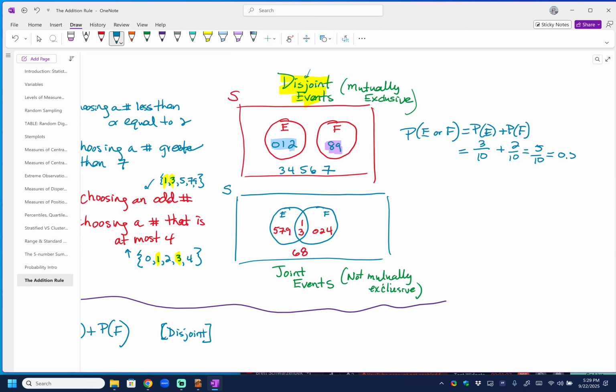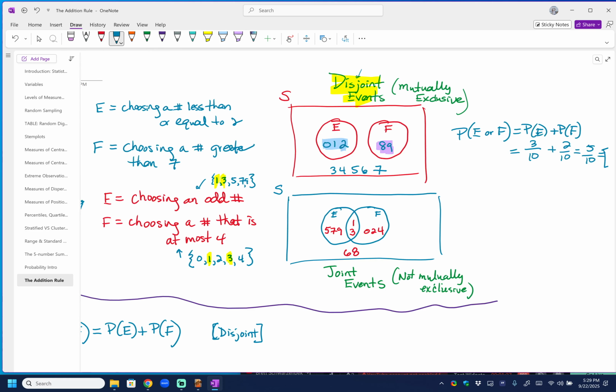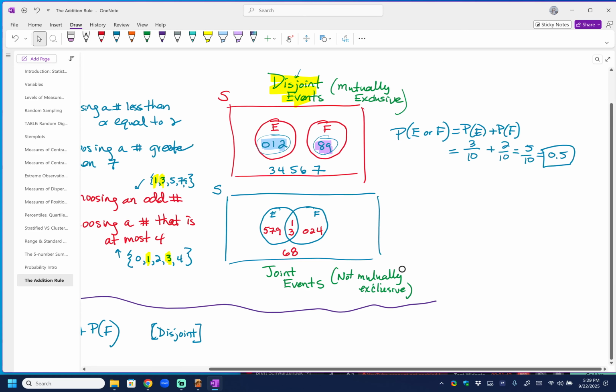So therefore, the probability of reaching in that bowl and choosing either a number less than or equal to 2 or a number greater than 7 means that it's going to be one of these 5 numbers, which is 5 out of the 10 total.